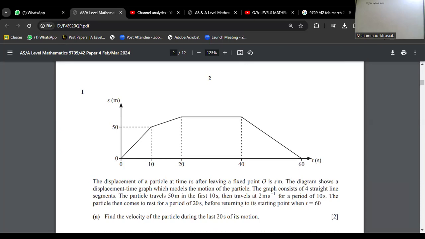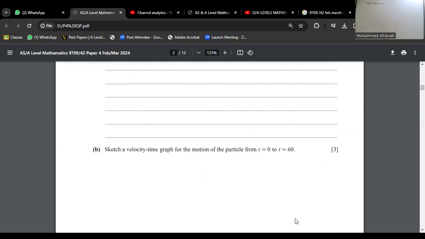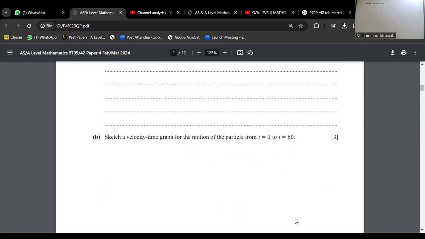The particle travels 50 meters in the first 10 seconds. Then it travels at 2 meters per second for a period of 10 seconds. The particle then comes to rest for a period of 20 seconds before returning to its starting point when t is equal to 60. Find the velocity of the particle during the last 20 seconds of its motion. Sketch the velocity time graph for the motion of this particle from t equal to 0 to t equal to 60.